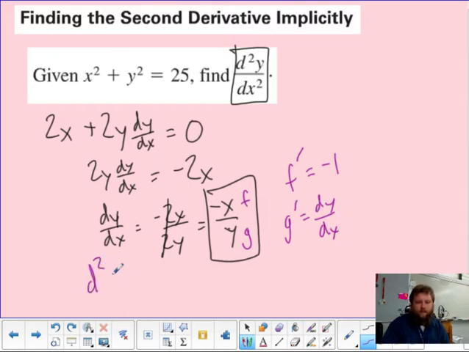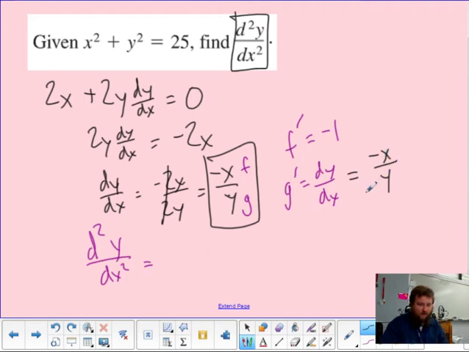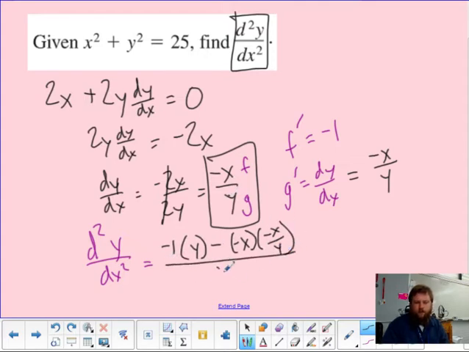So I'm going to find the second derivative, d squared y over dx squared. But dy/dx, oh wait, what is dy/dx? We know what that is. That equals negative x over y. So g prime equals negative x over y. Let's plug that in using the quotient rule. It's going to be f prime, negative 1, times regular g, y, minus regular f, negative x, times g prime, which is negative x over y, all over g squared, so y squared. Combining things, that's negative y minus a minus, which will be a plus, x squared over y squared.